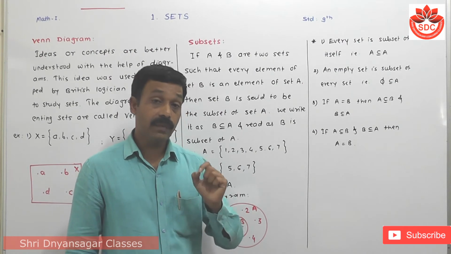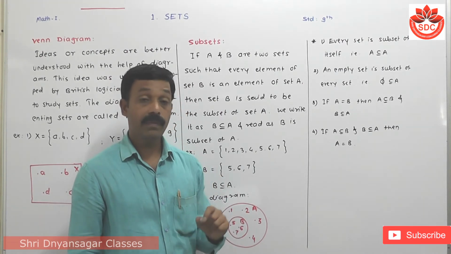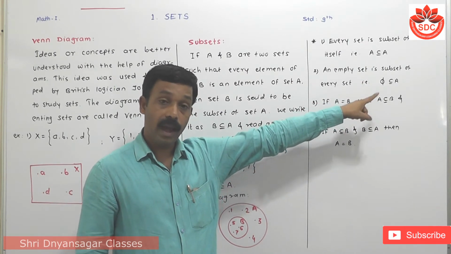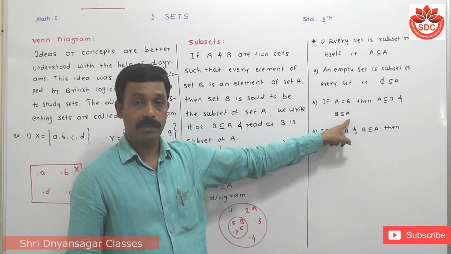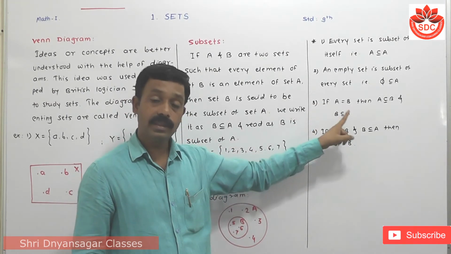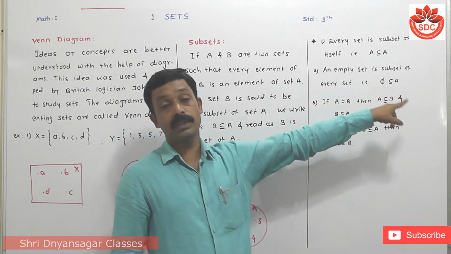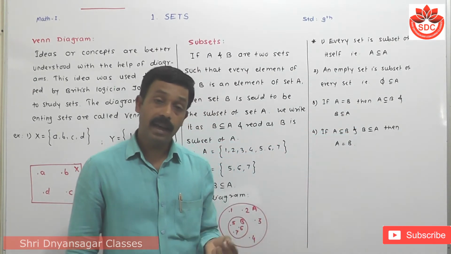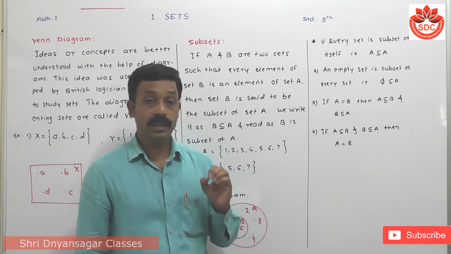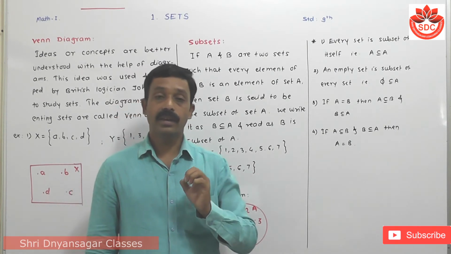Third case: if A is equal to B, then A is a subset of B and B is also a subset of A. Vice versa, the fourth one: if A is a subset of B and B is a subset of A, then set A and set B are equal. These are the points about subsets and the Venn diagram.